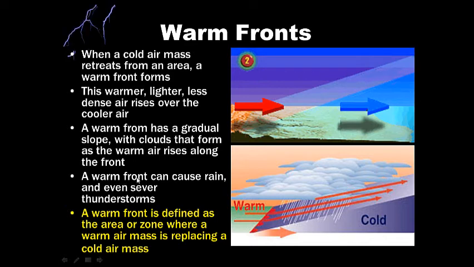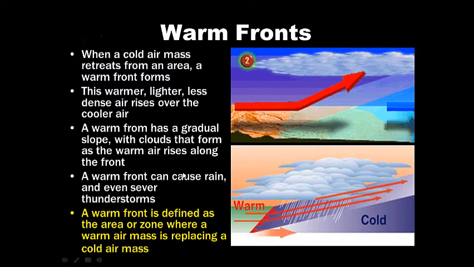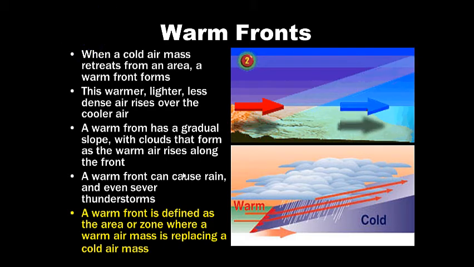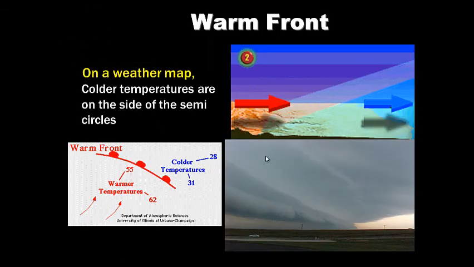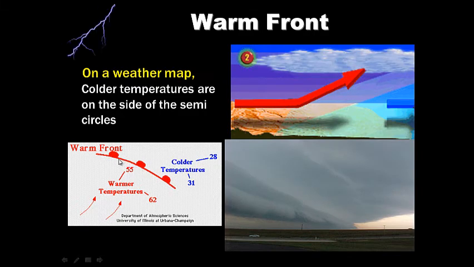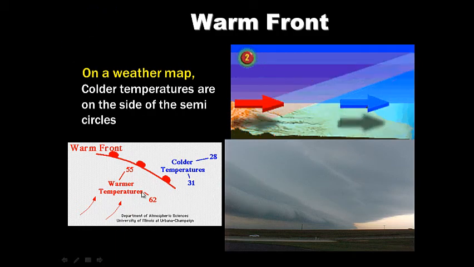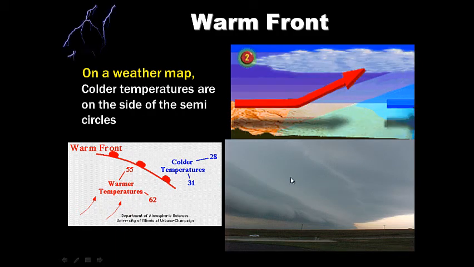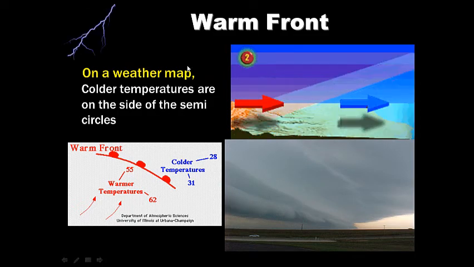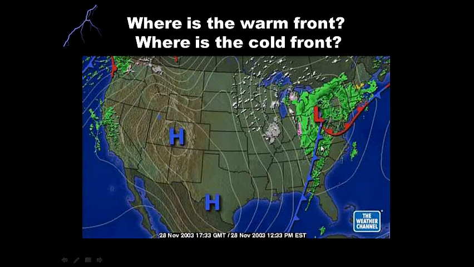So if we define it, a warm front is the area or zone where a warm air mass is replacing a cold air mass. That is, it's moving over the top of it. On the weather map, we have a red line with these half circles here, with colder air over here and warmer temperatures over here. You can see a big transition here between the warm air overtaking the cold air. All right, so look at the warm front. Here, cold air is pushing warm air out of the way, and here is our warm front, as warm air moves over the top of cold air.